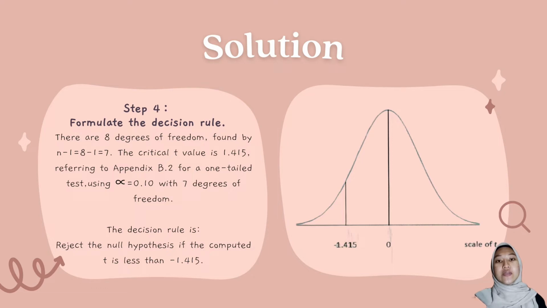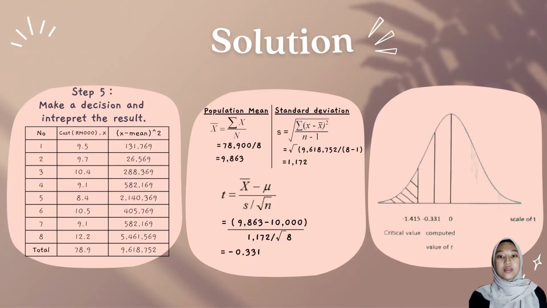Let's start now. In step 4, we need to formulate the decision rule. From the question, we know that the degrees of freedom are 7, which is found using the formula n minus 1, so 8 minus 1 equals 7. We get the critical t value to be 1.415 after referring to appendix B.2 for a one-tail test using alpha equal to 0.1 with 7 degrees of freedom. So the decision rule is we reject the null hypothesis if the computed t is less than negative 1.415.